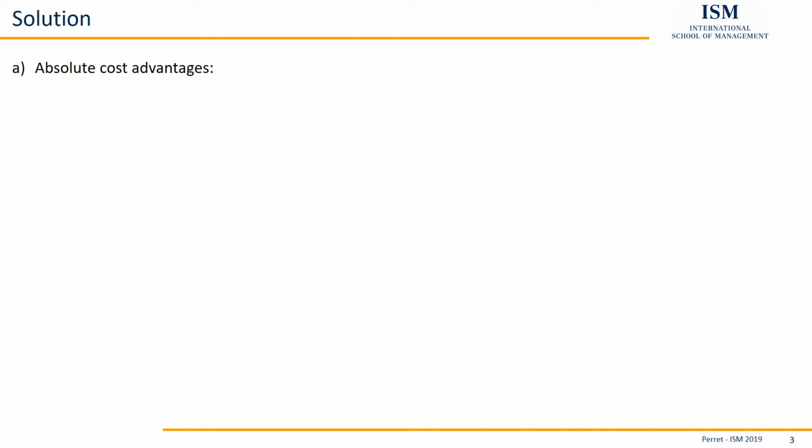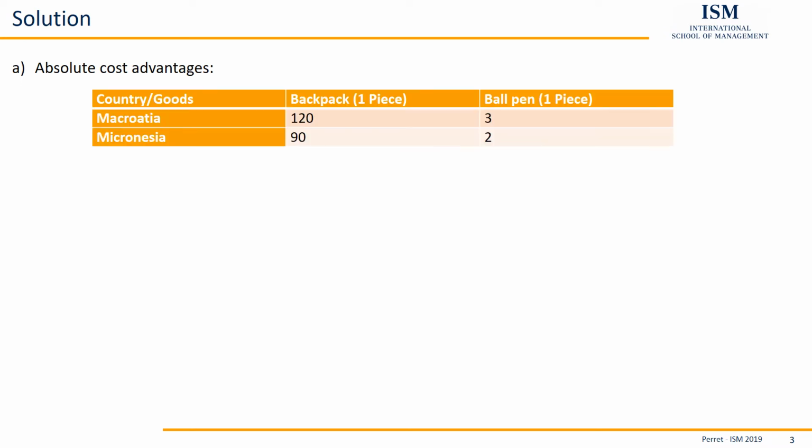So we start with the absolute cost advantages, and for this we just summarize the information from the text into this table. So we know backpacks take 120 minutes in Croatia, 90 minutes in Micronesia. Ballpoint pens take 3 minutes in Croatia and 2 in Micronesia.